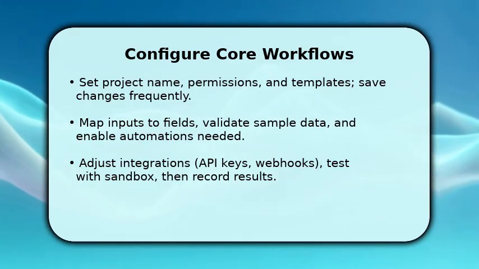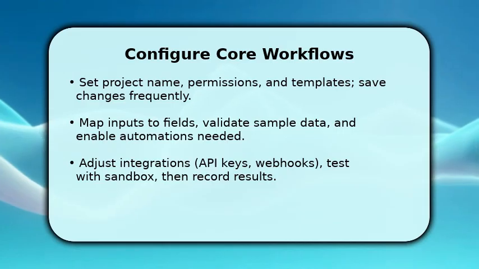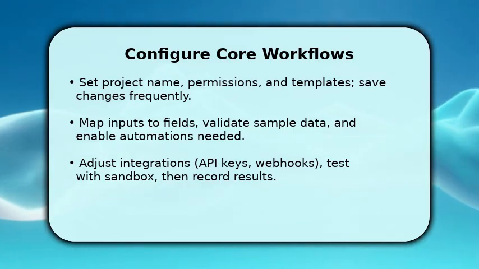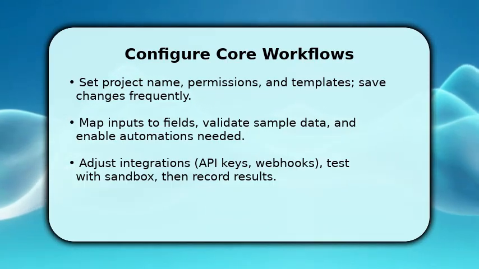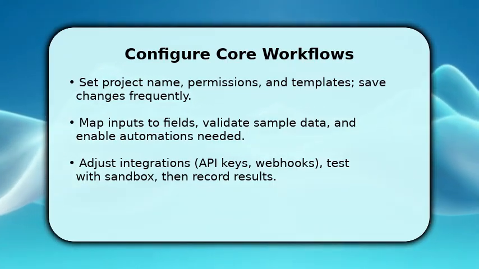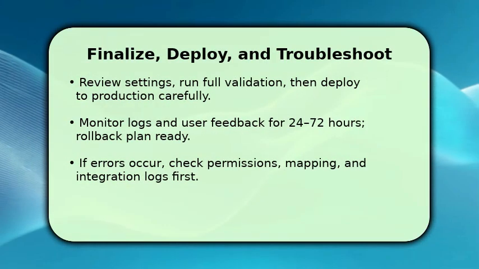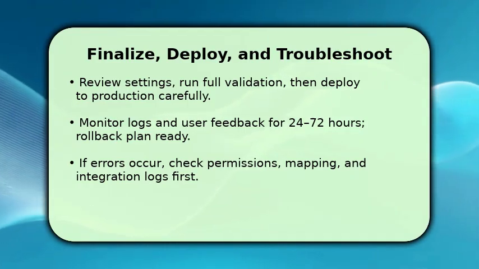Once configured, map inputs to the correct fields and validate using a small sample dataset so you catch mapping errors early. Then enable any automations or rules required for full functionality. Make sure integrations like API keys and webhooks are set, and test them in a sandbox environment to confirm end-to-end behavior. Finish by reviewing all settings, running a full validation, and deploying to production with a clear rollback plan.